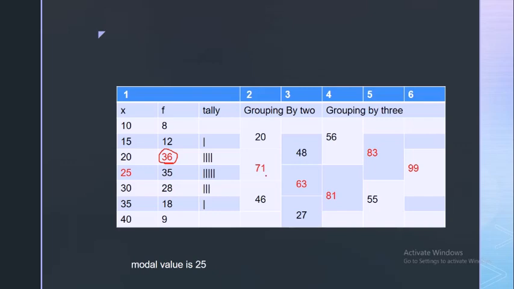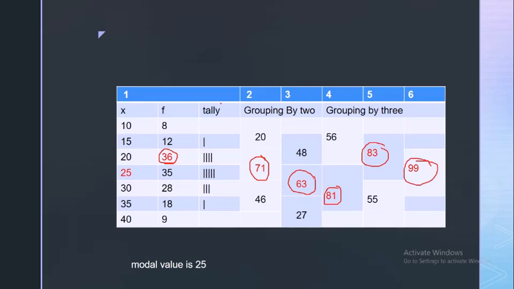Then in group 2, just find out which is the maximum. It is 71. Column 3, it is 63. Column 4, 81. Column 5, 83, and column 6, it is 99. So this is how I mark the maximums. Now here I have marked it in red.